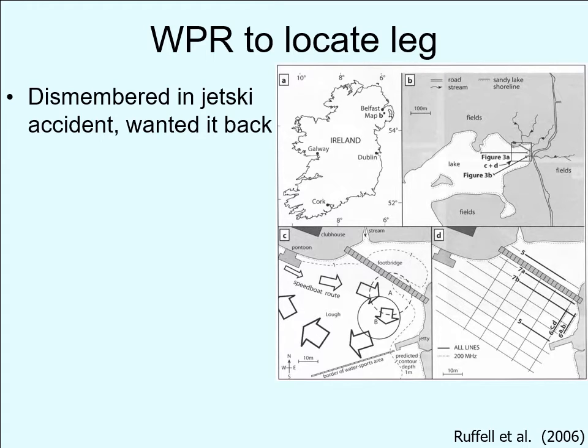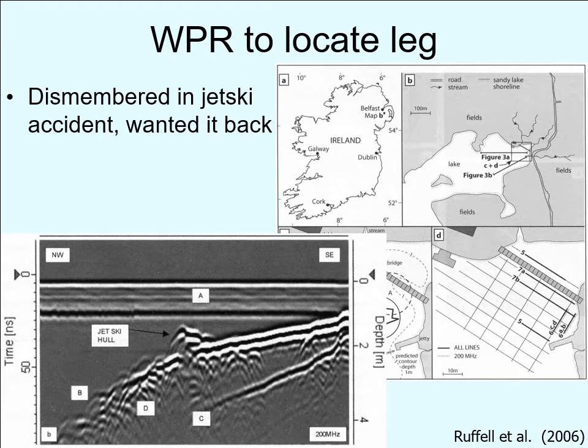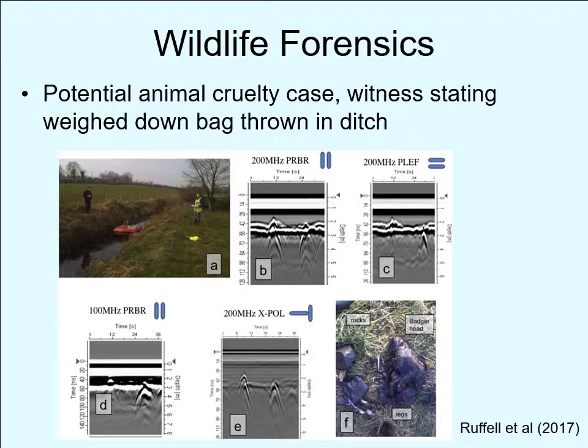Alistair's then collected a series of two-dimensional lines. You can see that on the bottom right of that figure, to collect data to try and work out where that might be. So here's the example on the left is some water penetrating radar data. So obviously you've got the lake at the top, you've got the dipping lake sediment, lake base dipping down from top right to bottom left, and highlighted for you there is where the sunken jet ski was located, and the leg was located under the jet ski. So again, a useful method to recover the leg in that case.